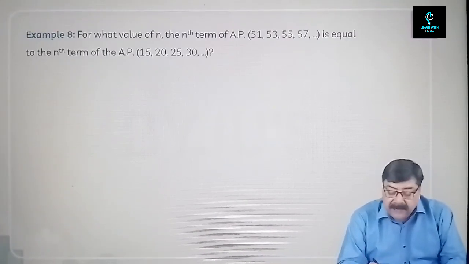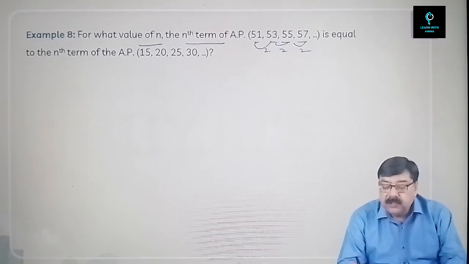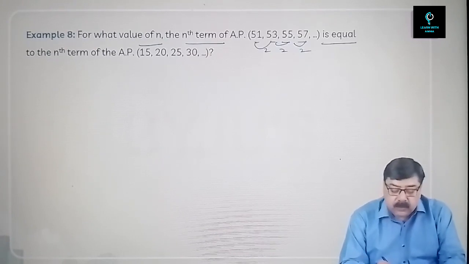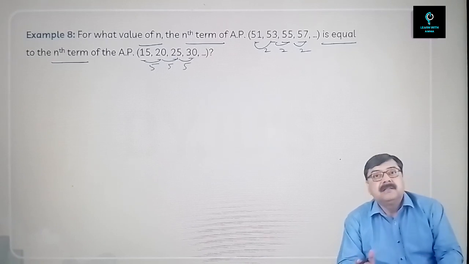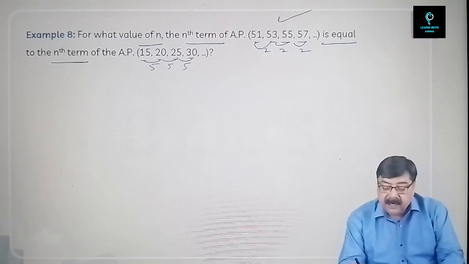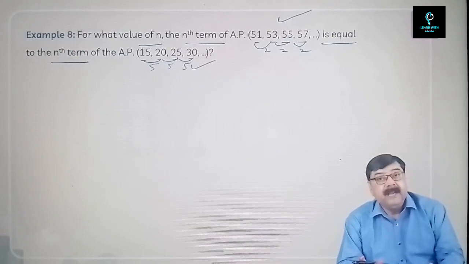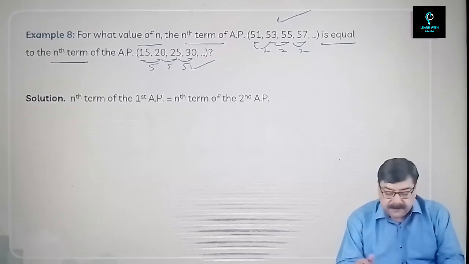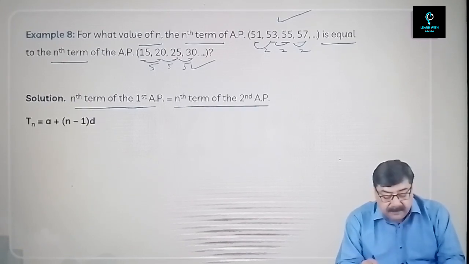Now for what value of N is the nth term of the AP 51, 53, 55, 57, where the difference here, as you can see, is 2, these are odd numbers, equal to the nth term of the AP 15, 20, 25, 30, where the difference here is 5. So the idea here is that for this AP and for this AP, the nth term should be the same. It should be equal. So we have to find out the value of N. So the nth term of the first AP shall be equal to the nth term of the second AP.